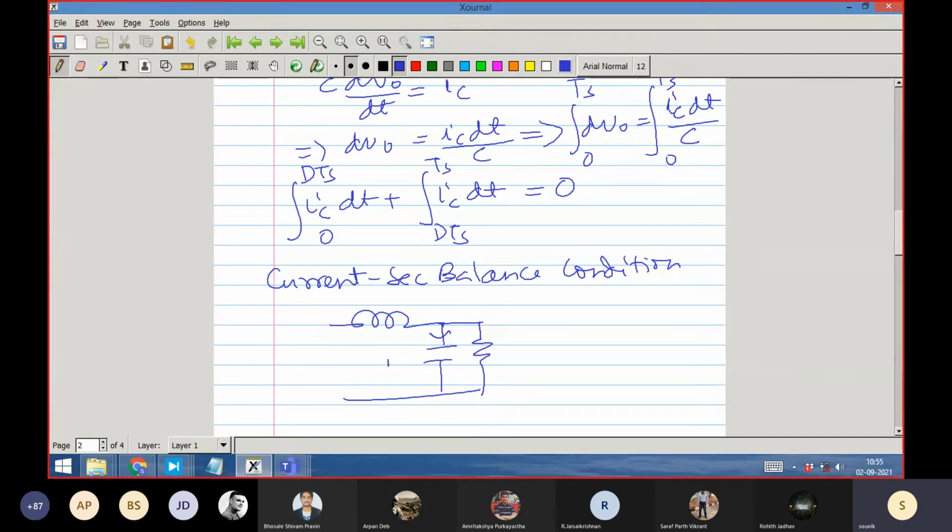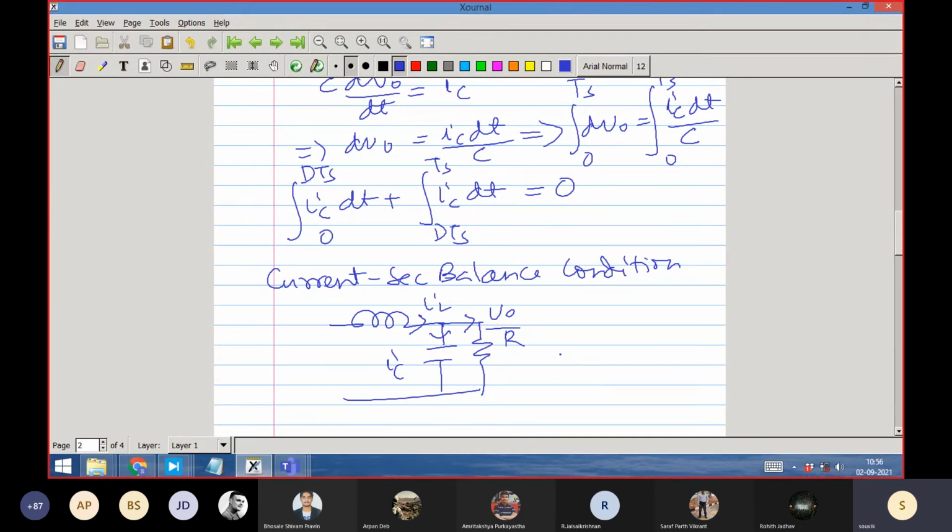Sir, if you are considering steady state, then in steady state the capacitor is open. So IC should be close to 0, right? Then it is a steady state, definitely.